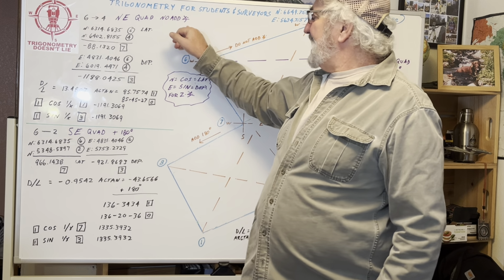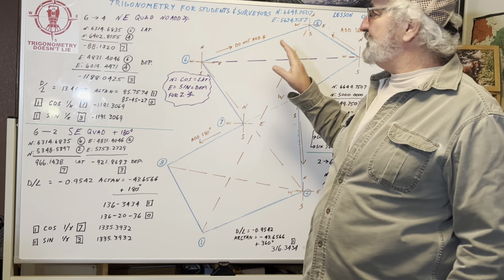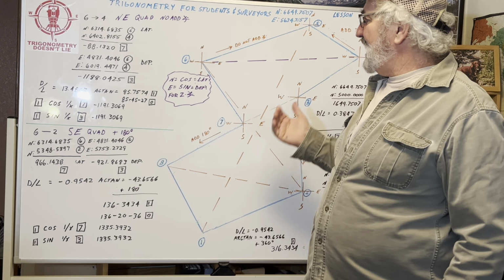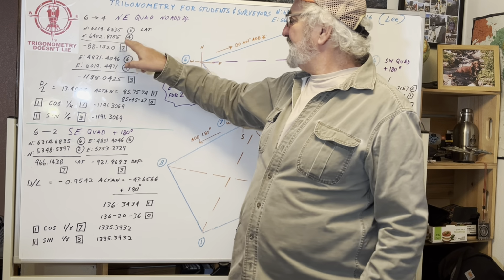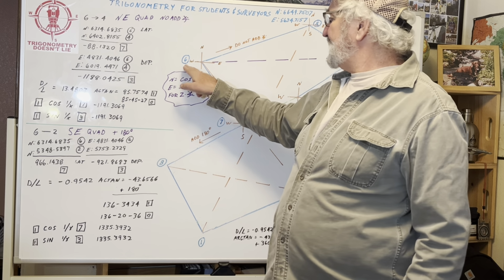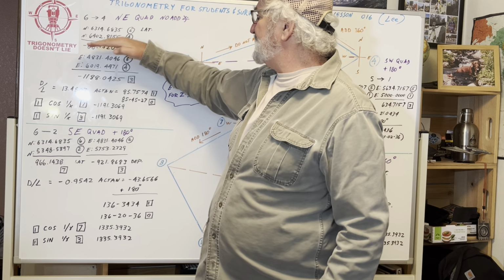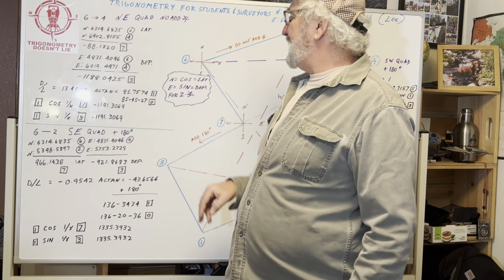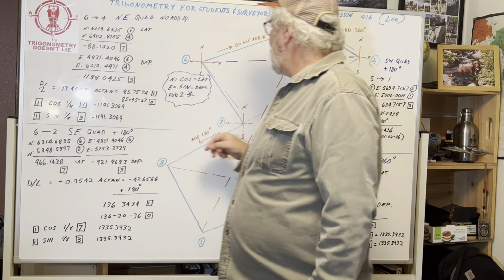So we do not add an angle. That should be clear if you watched the last episode. Basically, you subtract the northing from the northing. We're subtracting the northing of 6 from the northing of 4, and that's the way we're going, so the 6 has to be above the 4. 6 minus 4 is a negative 18,320.